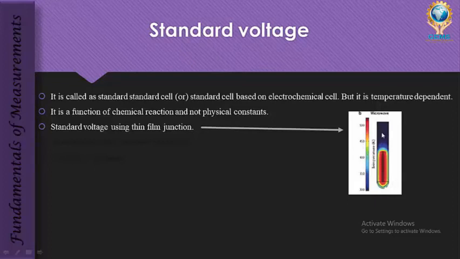So you measure the standard voltage using a thin film, and this thin film was cooled to a temperature of 0 degrees Celsius, and you pass microwave energy.